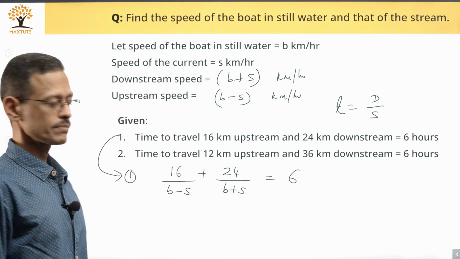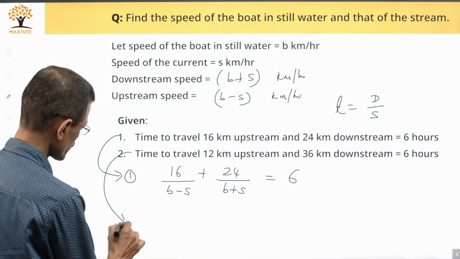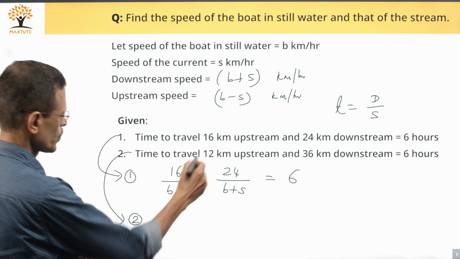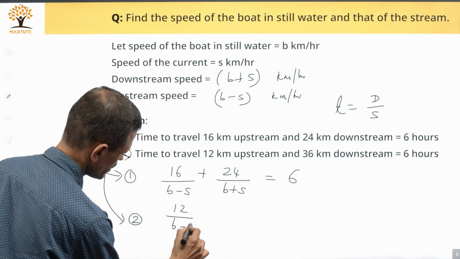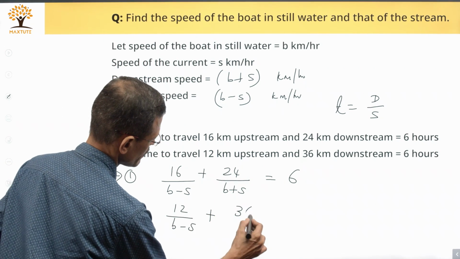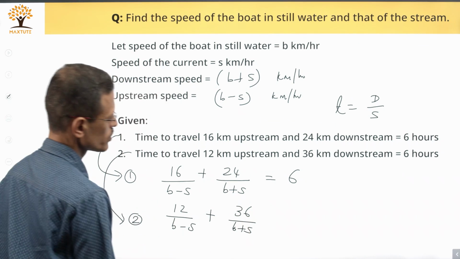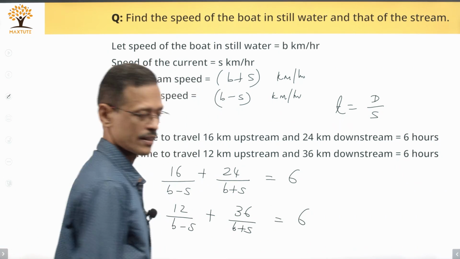Let's make equation number 2 from this information. Exactly the same logic: 12 divided by b minus s, because it's upstream speed, plus 36 divided by b plus s, which is the downstream speed. This is again equal to 6.